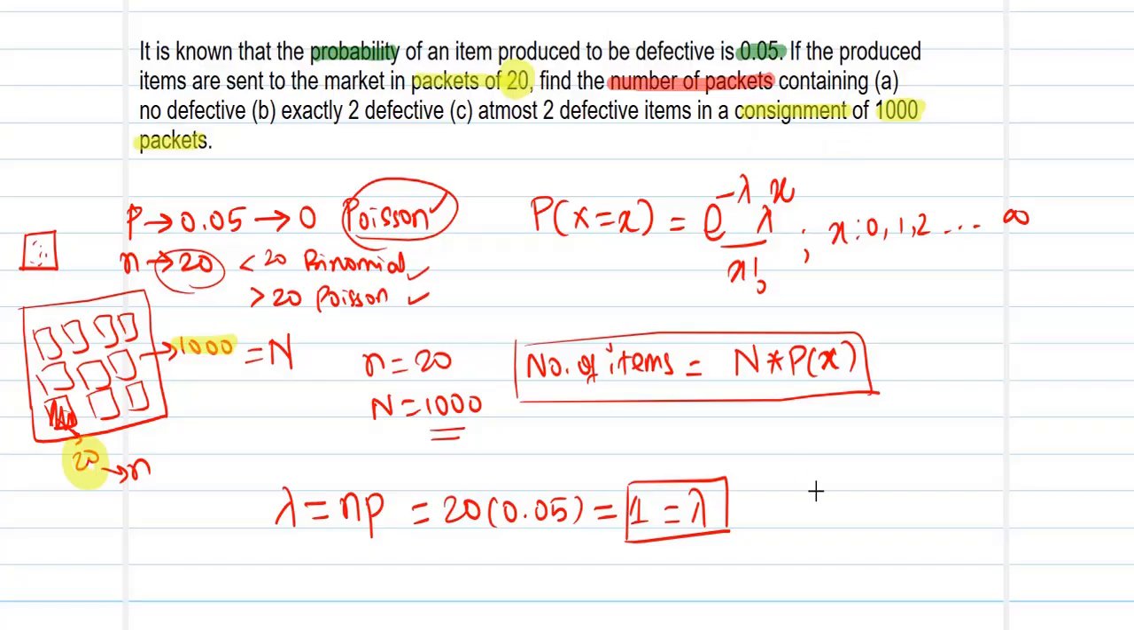First problem, so let us fix the random variable as x, the number of defectives in a packet of 20. So it contains no defective. What is going to be the first question all about? The first question asks us the probability that you have no defective, so x equal to 0.